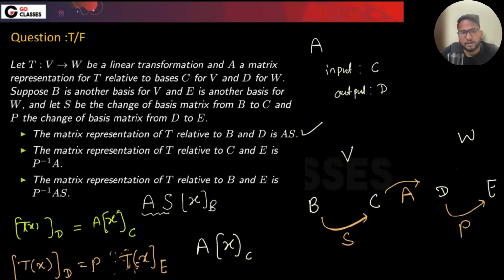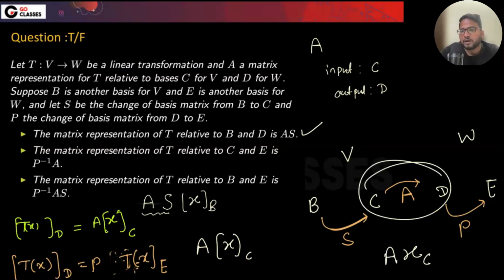So basically, the matrix representation of T relative to C and E. If you want the transformation from C to E, first you take the vector in C and multiply by A such that you get the transformation, and then this vector is in D, right?